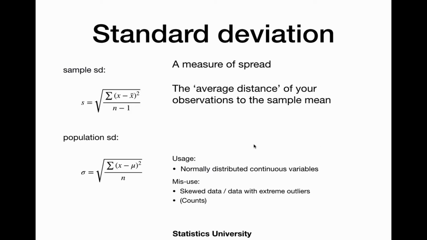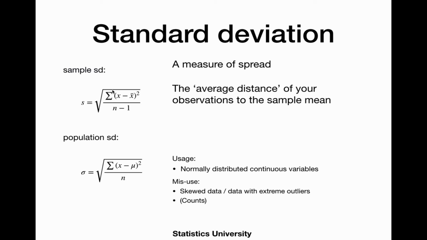And the standard deviation is a measure of spread that belongs to the mean. You can think of the standard deviation as the average distance of your observations to the sample mean. It is denoted by a small letter s for the sample standard deviation, and it is the square root of a ratio. And that ratio is the variance. We'll come back to that in just a second.